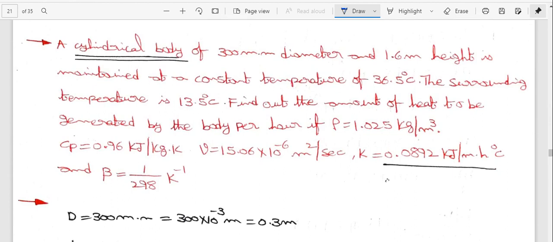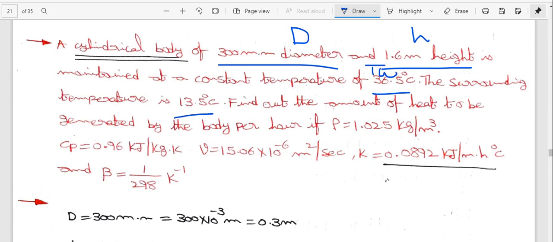And next question, a cylindrical body of 300 mm diameter and 1.6 meters height is maintained at a constant temperature of 36.5. So the cylindrical body, the diameter is 300 and height H equal to 1.6 meters, is maintained at a constant temperature. That means the T wall temperature value. The surrounding temperature is 13.5 degrees centigrade. That means T infinity value. Find out the amount of heat to be generated by the body per hour.